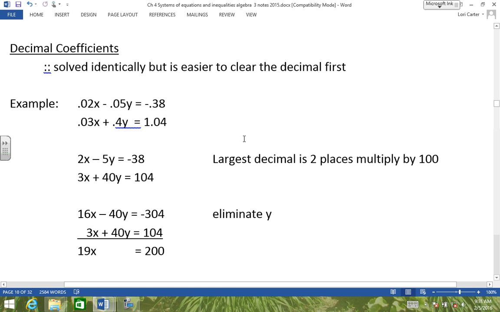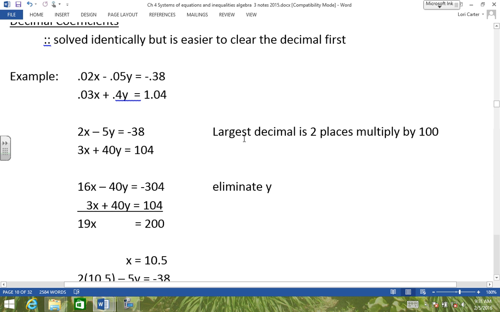Next. Decimal coefficients. Oh, boy. Usually we don't like these, right? So how do you clear a decimal? Just a quick review. How do you get rid of it? Multiply by 100. How many do we have? We look here, there are 2 decimal places. So what do I have to multiply by? Not 2, 100. So even though I have one with 1 decimal, I still have to multiply it by 100. So you multiply everybody by 100.